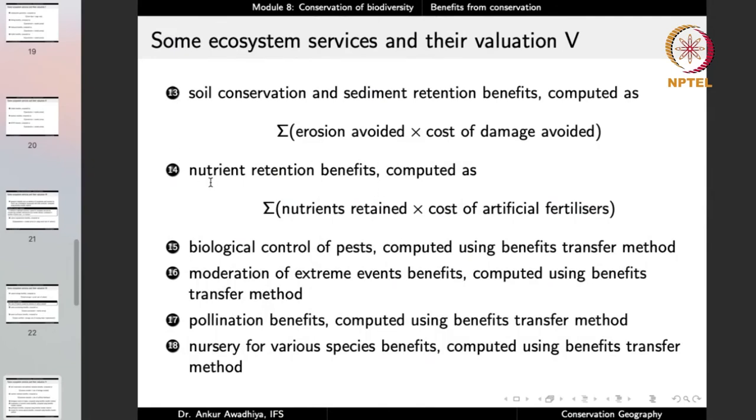Then nutrient retention benefits can be computed as sum of nutrients that are retained multiplied by the cost of artificial fertilizers.